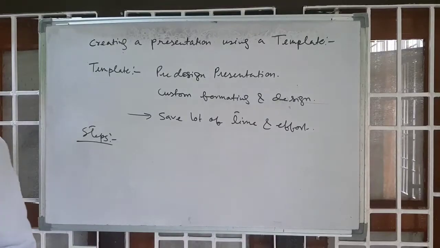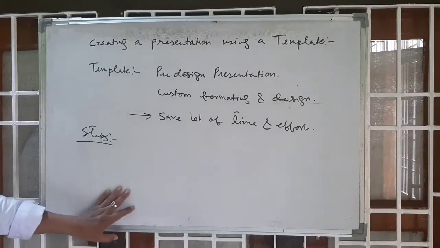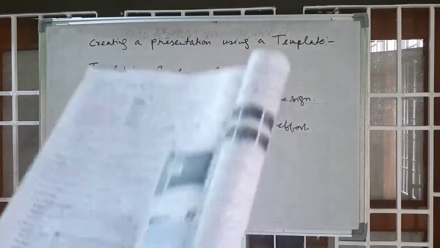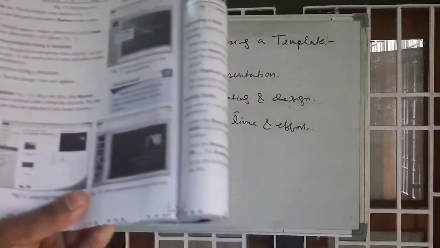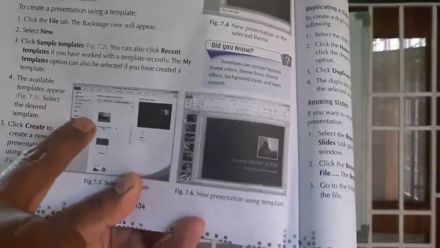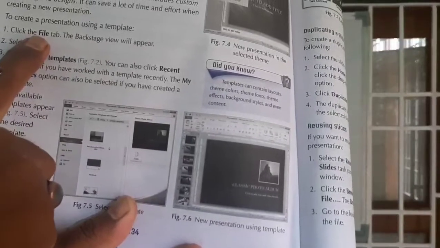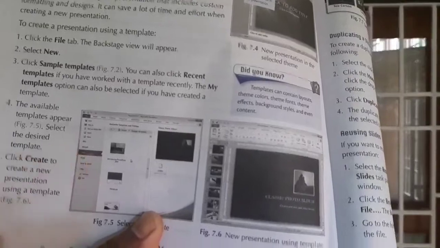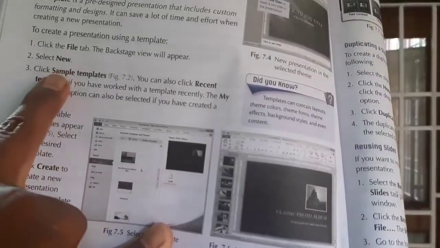See, first you have to click the File tab, and after that the backstage view is available. After that select New, and after that sample templates are given here. I will show you. You can see here. First you go to the File tab, and after that you select New. There is a New option available. After that select sample templates.